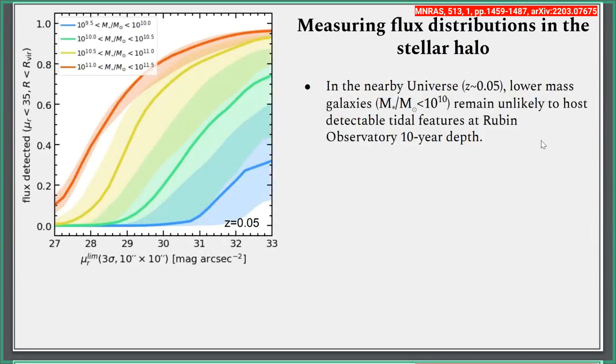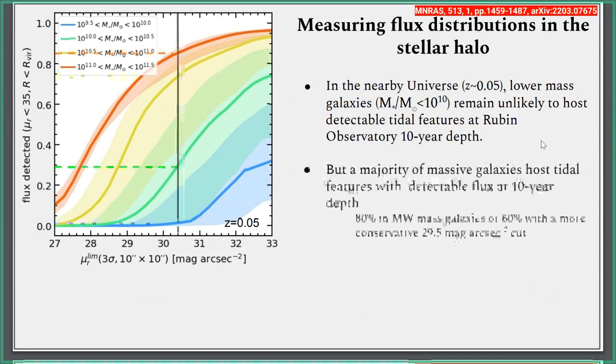So here I'm showing you the fraction of detected flux within these tidal features as a function of the limiting surface brightness of the survey. In the nearby universe, for galaxies less massive than 10 to the 10 solar masses, so this is basically this blue line here, they're unlikely to host any detectable tidal features that Rubin will be able to access, and that's at the 10-year depth of the observatory.